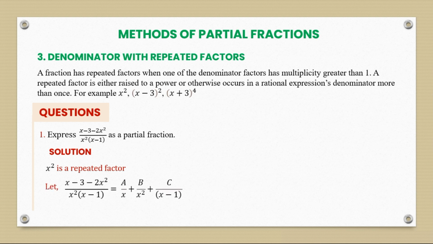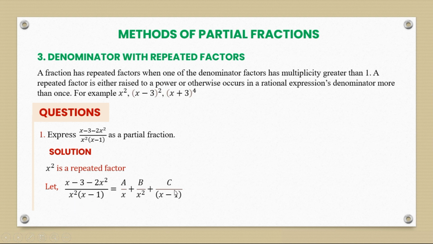We let this value be equal to a series of fractions with increasing powers of the factor in the denominator. The denominator value is x, so we increase its powers from 1 up to 2. So we shall have a over x plus b over x squared. If this was x cubed, we would have a over x plus b over x squared plus c over x cubed. But because the powers only increase up to 2, we have 2 fractions from it alone.